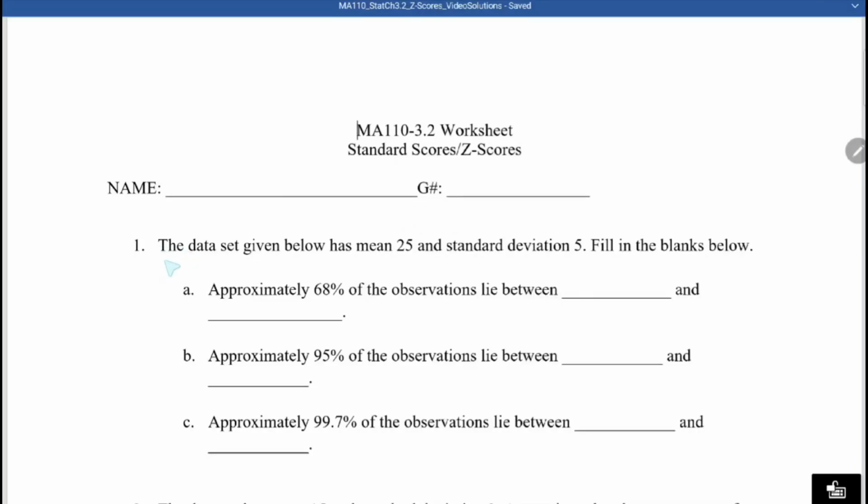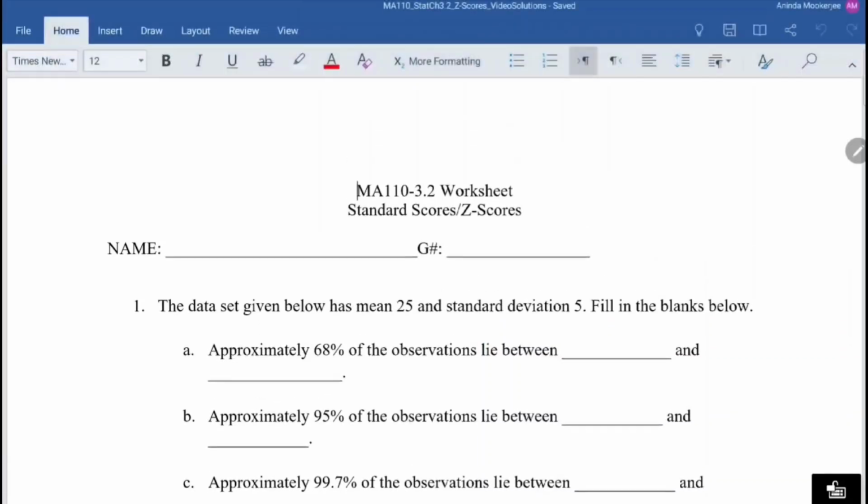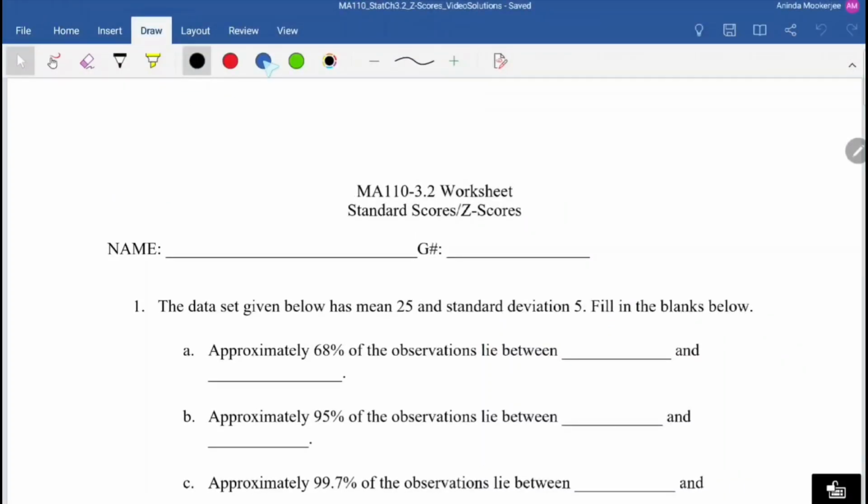All right. Now the first question says the data set given below has mean 25 and a standard deviation 5. Fill in the blanks below. But let me try to chart what has been given here. Let me pull out my pen here.